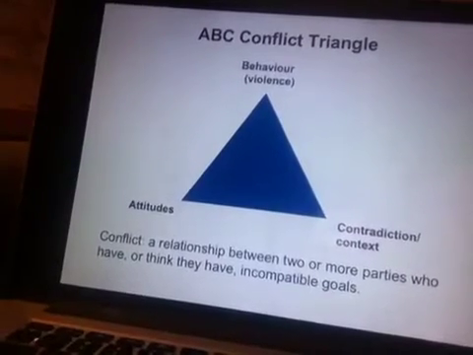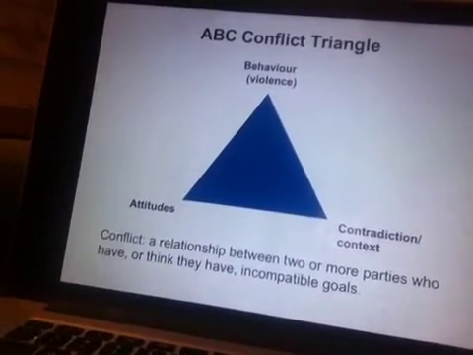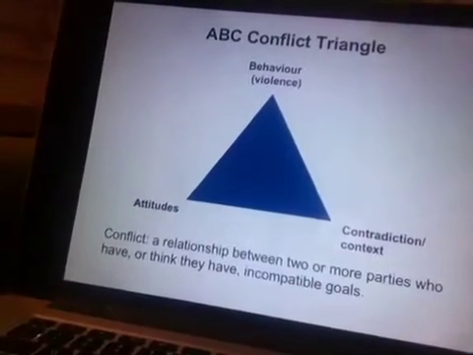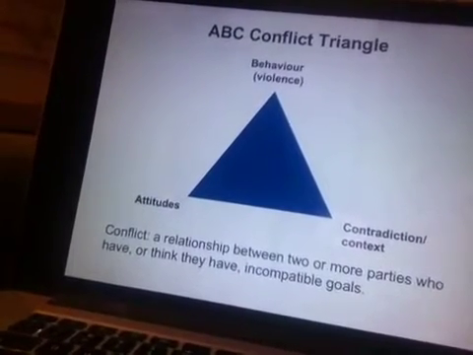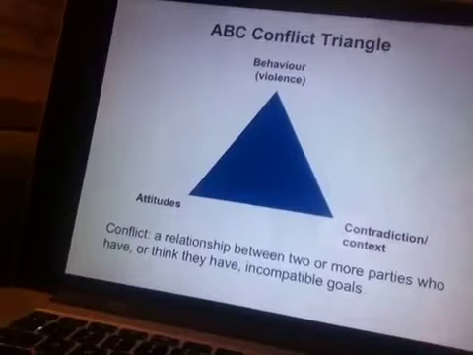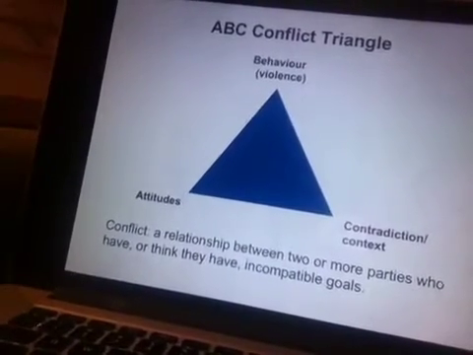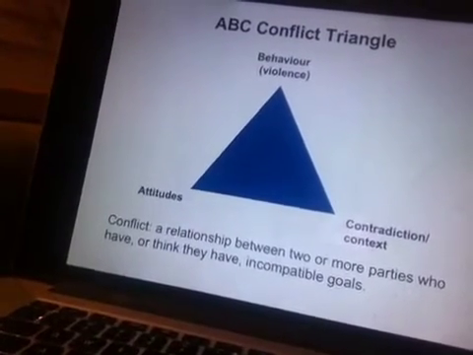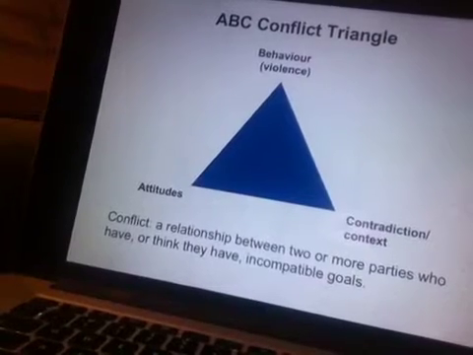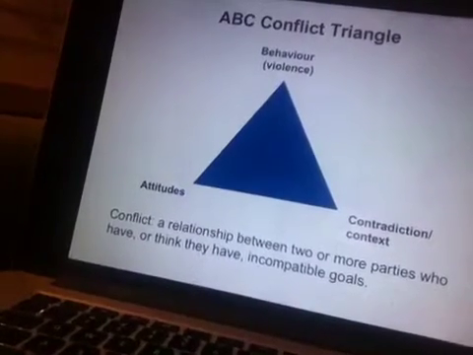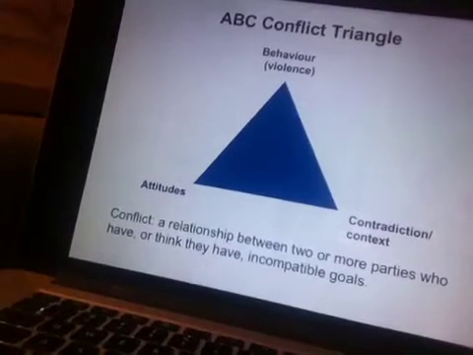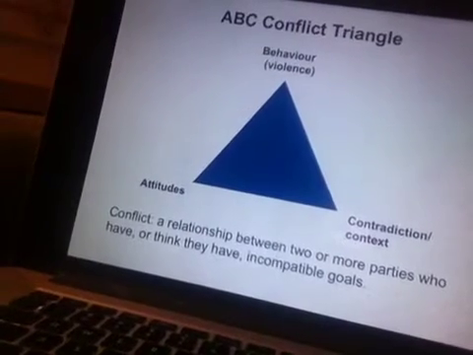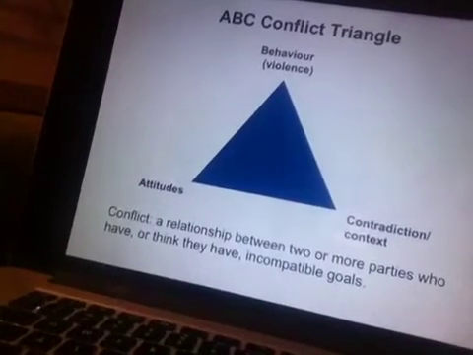In peace and conflict studies, conflict is not the same as war. Conflict is defined as a relationship between two or more parties who have, or think they have, incompatible goals. And one of the issues, perhaps, in the Syria conflict is that increasing numbers of people began to see their goals for a decent paying job, for security of employment, for the freedom to think and speak as dictated by following their conscience.